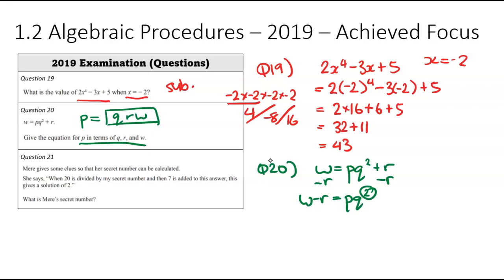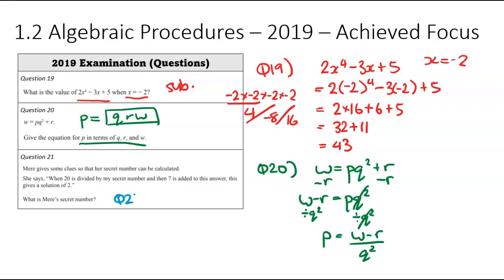Just a reminder, I don't need to get rid of the squared separately because that's only attached to the Q, nothing else attached to the P. So we need to get rid of that times Q squared by doing divide by Q squared. And then I'm going to do it on the other side over here. So these cancel each other out, leaving P by itself, which is equal to W minus R over Q squared.